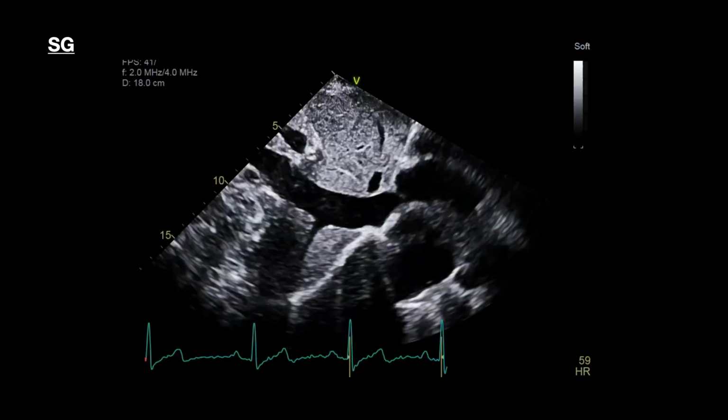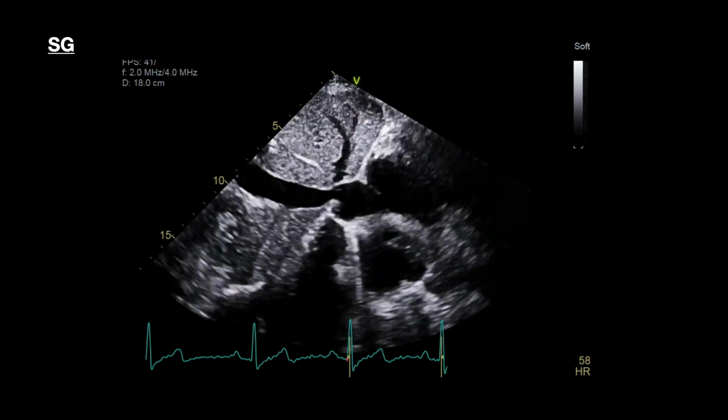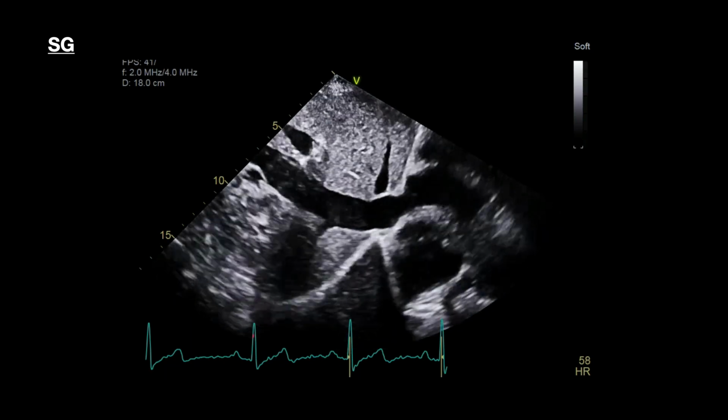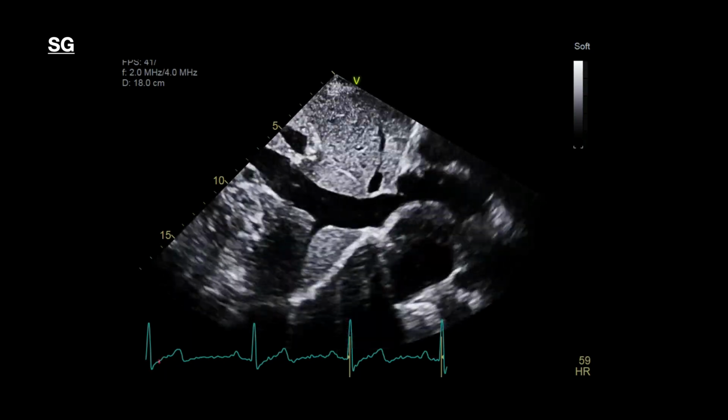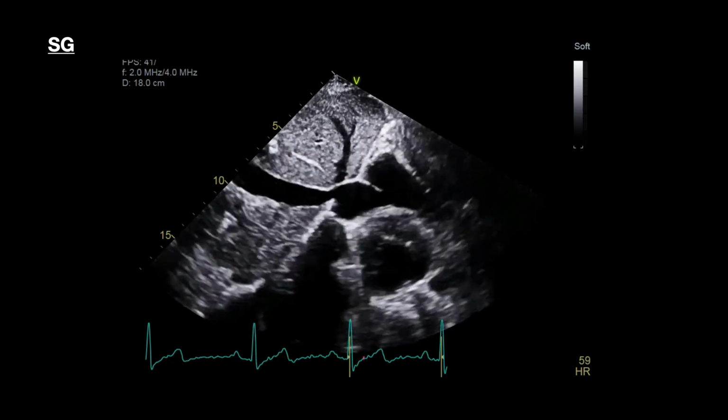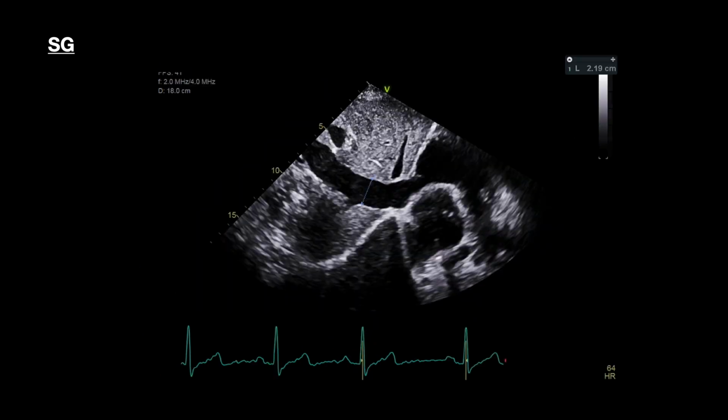And almost there. So here again, we're in the subcostal view, looking at the IVC, and this IVC does demonstrate at least 50% collapsibility. And is just on the cusp of being normal size, so very, very slightly enlarged. You could probably call that normal, to be honest. 2.1 is normal.